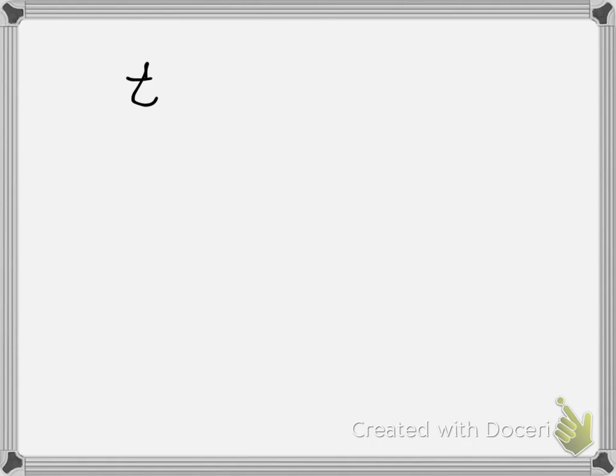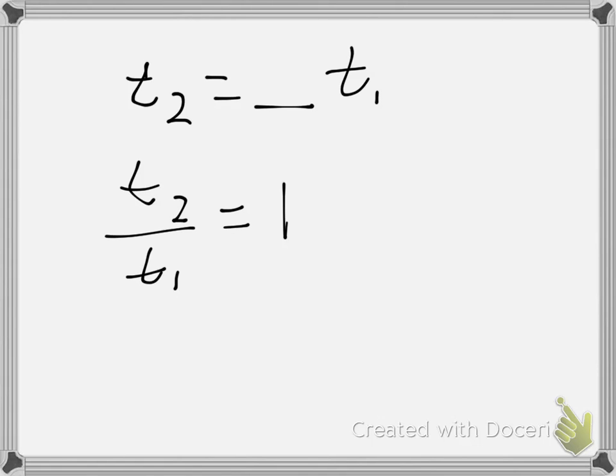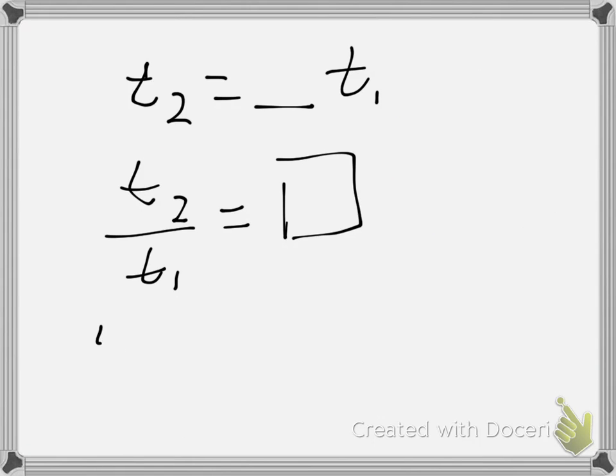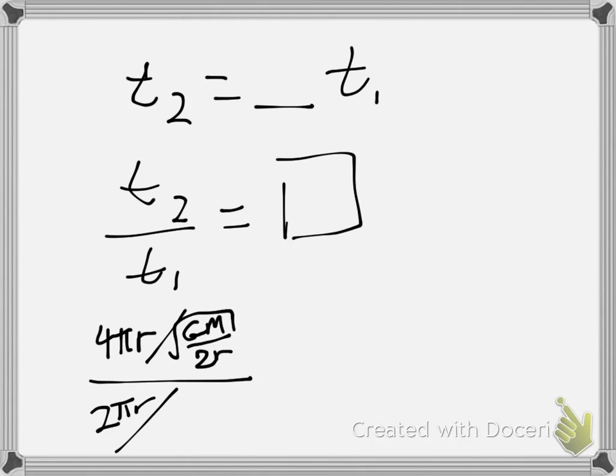So then it's kind of like we're saying T2 equals blank times T1, right? And then the way we can do that is we can just take T2 divided by T1, and that's going to give us our number blank. So T2, again, was this. T2 is 4 pi r divided by the square root of big G m over 2r. And that's going to be divided by 2 pi r over the square root of big G m over r. I just divided the times. So then the pi r's go away, the 2 pi r's go away, that just becomes 2.